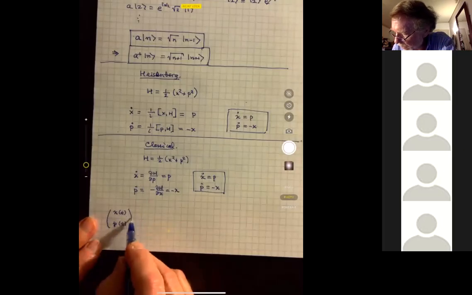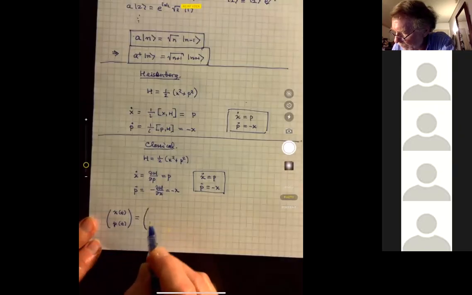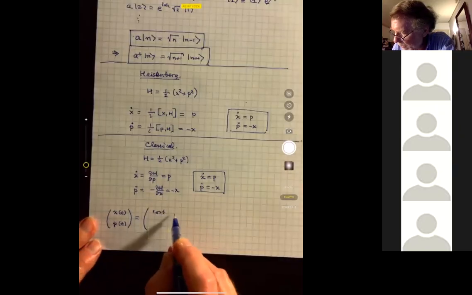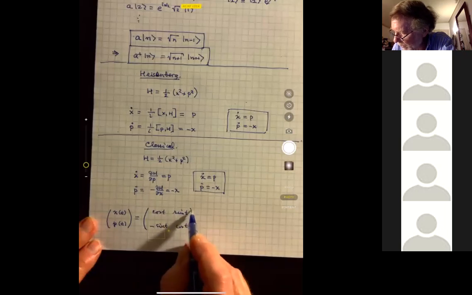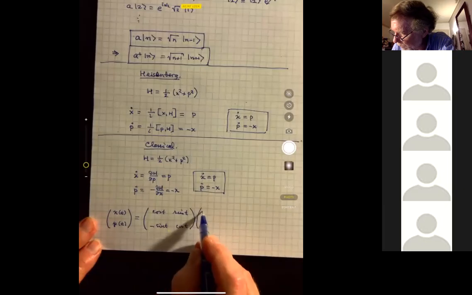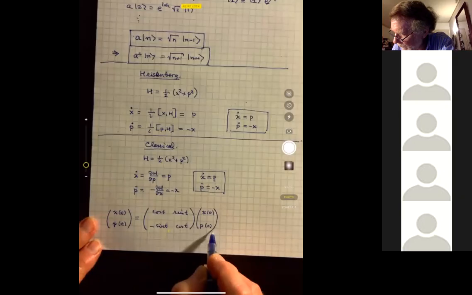x of t and p of t turn out to be given by a matrix. It's cosine of t, sine of t, minus sine of t, and cosine of t, multiplying onto the initial conditions, x of 0 and p of 0. This is the classical solution, like so. All right.